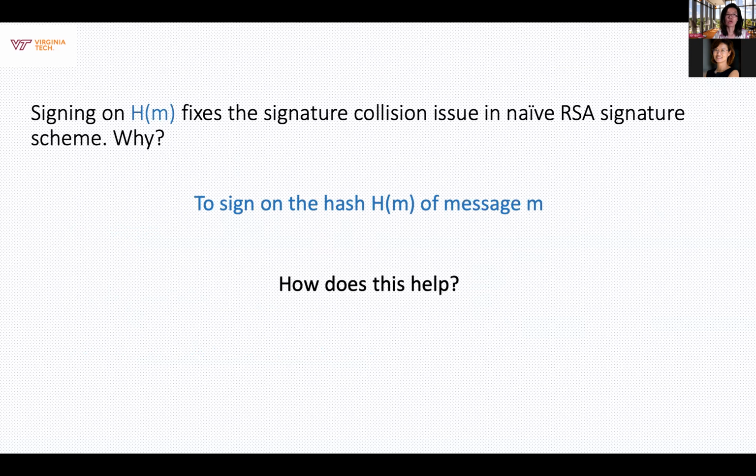So think a little bit more about how you explain that the hash collision resistance prevents the signature from colliding. Think about how you can explain this.